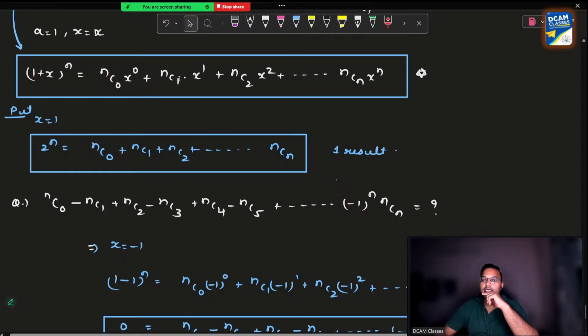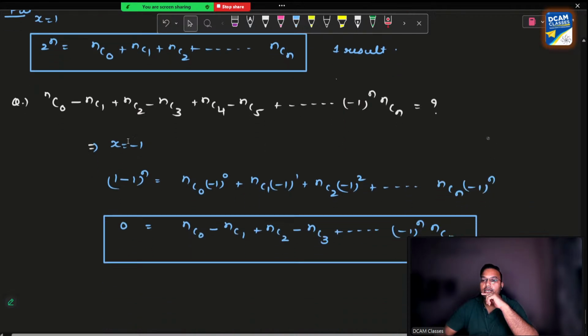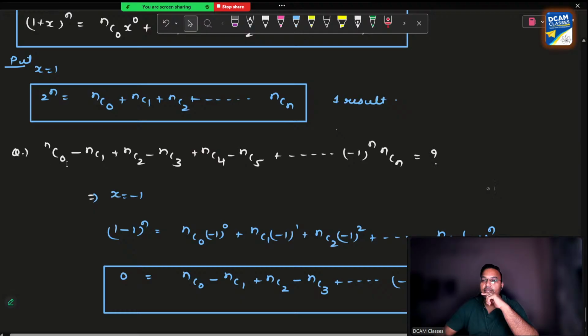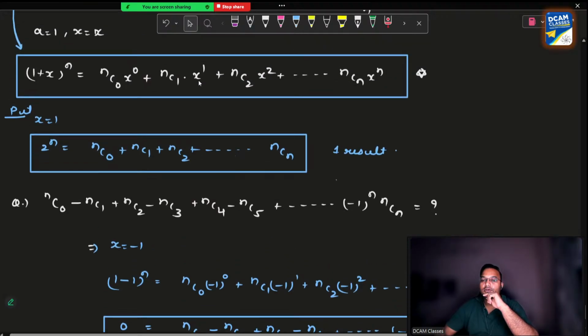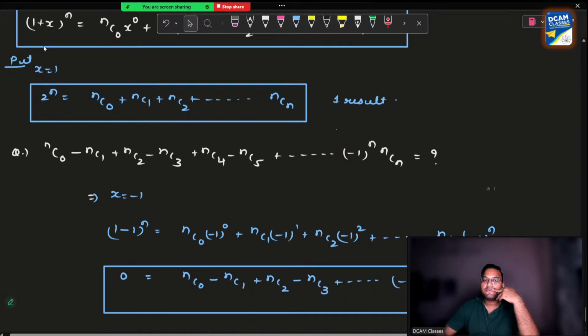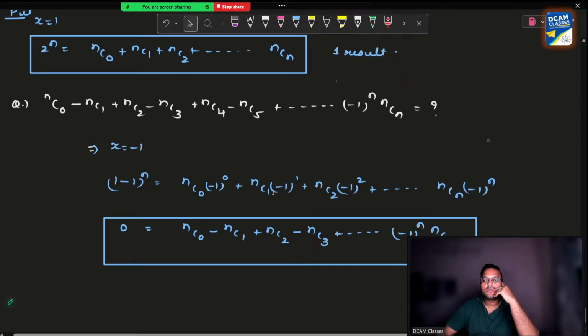Now suppose they have asked the series NC0 plus NC1 plus NC2, what's the value of the series? If in the above equation you put x is equal to 1, you'll get 2 power n. Similarly, if they have asked NC0 minus NC1 plus NC2, you'll get the result by putting x is equal to minus 1, because all the odd powers will give negative terms, even powers will give positive terms. So this will be 1 minus 1, which is 0, so you'll get the result as 0.